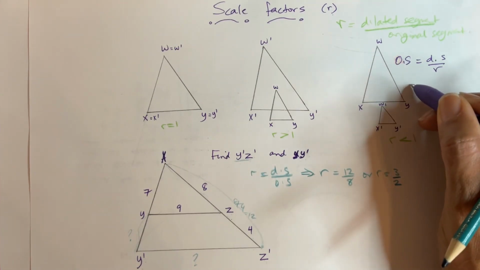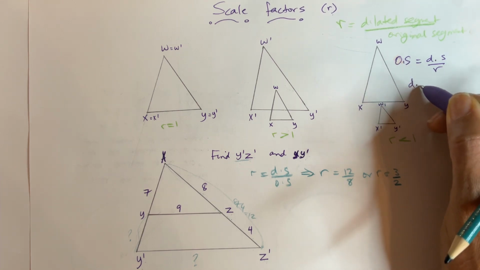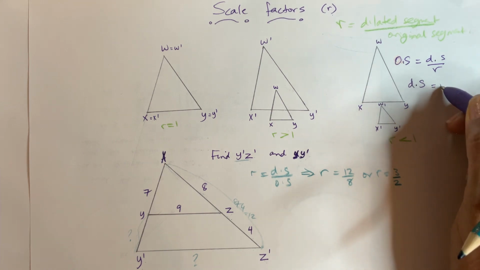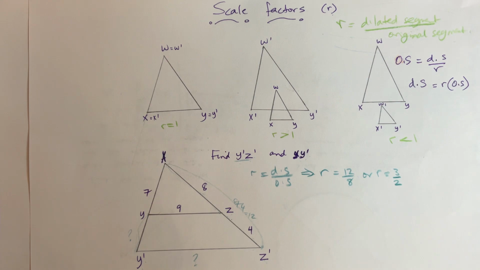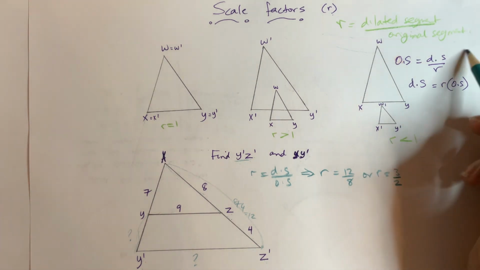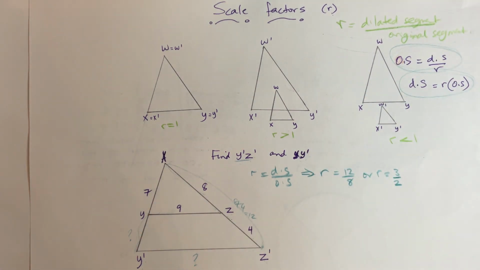Or you can also say that your dilated segment is going to be R times the original segment. So that's another way to rewrite the scenario. Depends on what is given to you. You can use either one of these three formulas to arrive at your answer.